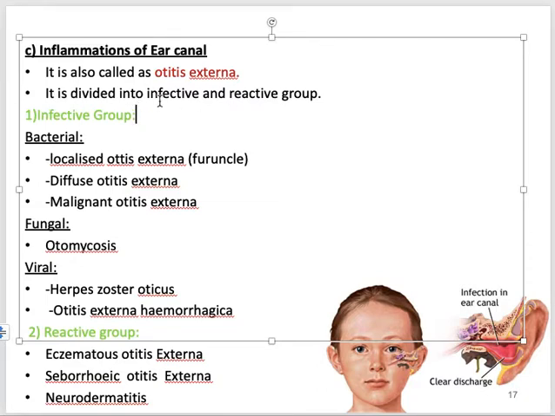It can be classified into infective group and reactive group. The infective group can be further classified: the infection is caused by bacteria, fungal, or viral. And you can see over here localized otitis externa, diffuse otitis externa. Malignant otitis externa is the most important topic in this one. And fungal infection is otomycosis, whereas viral infections are there. And in the reactive group, there could be eczema, seborrheic dermatitis, neurodermatitis.